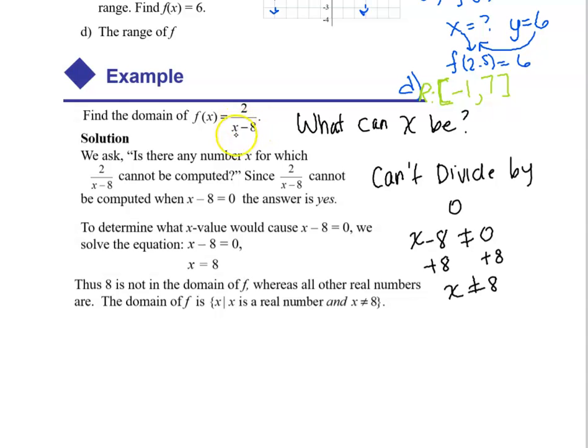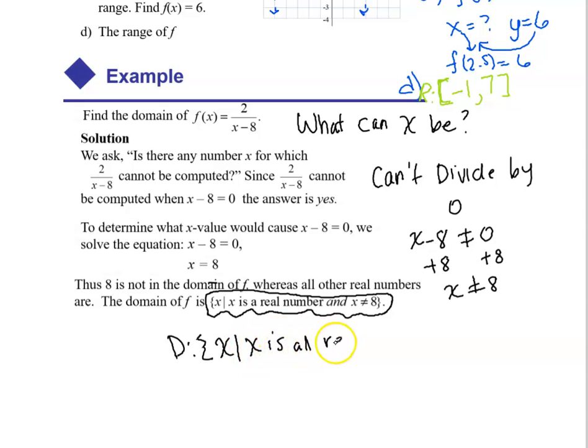And that's the one number that x is not allowed to be. It can be anything else. Thus, 8 is not in the domain of f, but all the other numbers are. The way they write this is x is all real numbers and x is not equal to 8. So the domain of x is all real numbers and x is not 8. This is the exception. It can be anything but 8.